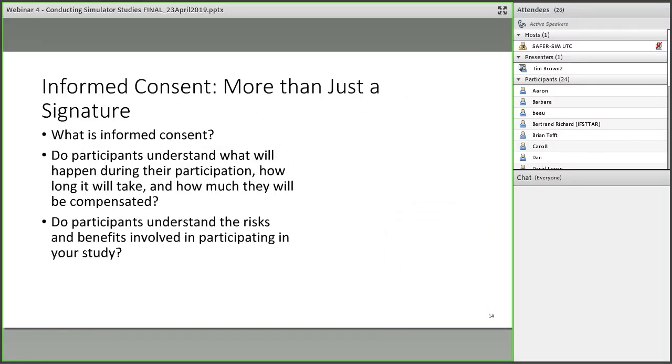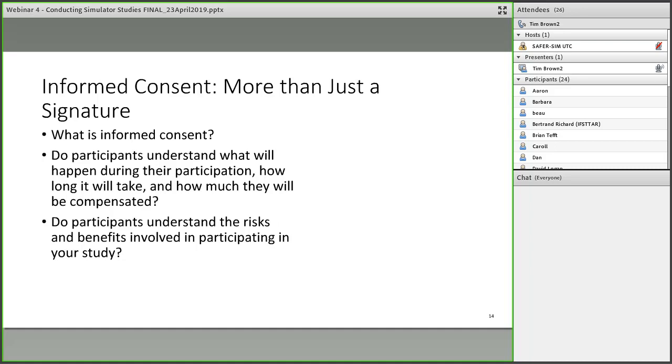So the next thing we wanted to talk about is informed consent. What is informed consent? This is one of my pet peeves when I review things, when people seem not to be clear on what informed consent is. It's more than just a signature on a piece of paper. It's that critical first step. It's where we find out from the participant that they are willing to undertake the experiment that we've laid out.